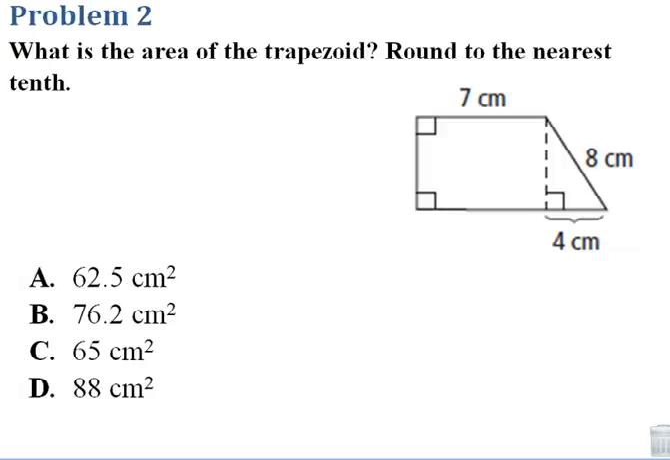Problem 2, we're dealing with trapezoids. It says, what's the area of the trapezoid? Round to the nearest tenth. We could think of this as a trapezoid, or I suppose a composite figure where we have a rectangle and triangle combined. Either way, we're going to have to use some problem solving. The formula for area of a trapezoid was area is equal to 1/2 times the height of the trapezoid times base 1 plus base 2. When we're talking about the bases, we're talking about the two parallel sides of the trapezoid.